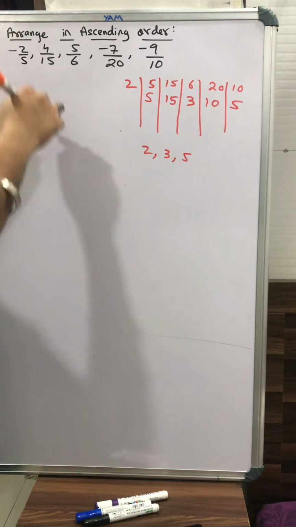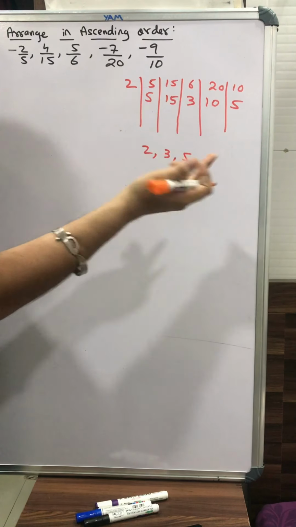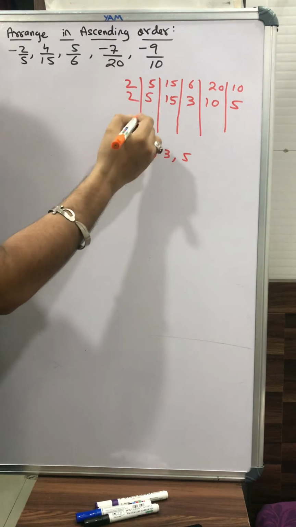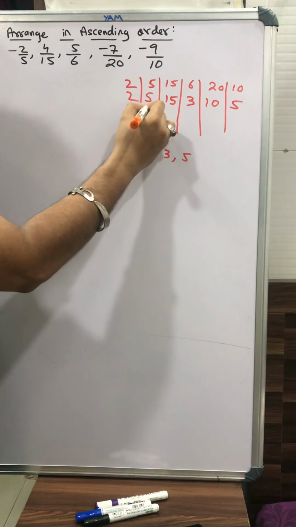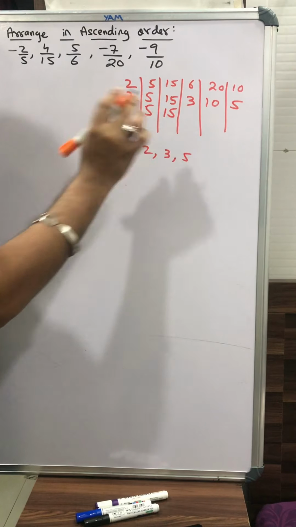Okay. Once again, I'll start with 2 because I can see a 10, and 10 of course goes in 2. That's the reason. Does 2 go in 5? No. So 5 will be copied. Does 2 go in 15? No. So 15 will be copied as it is.